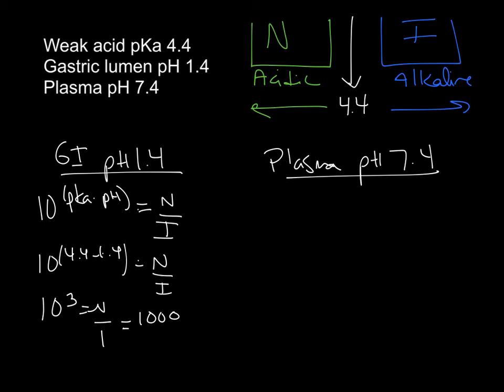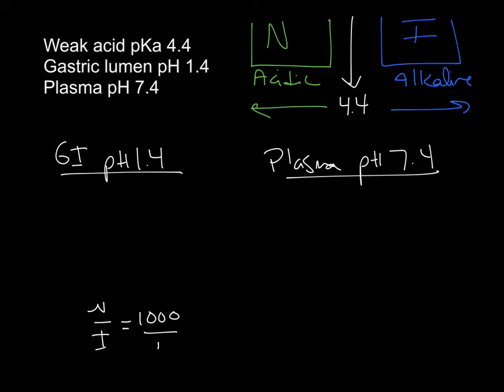So the important thing here is to keep in mind that this means there's 1,000 N's for every one I. I'd also point out that this is the same as if we said 2,000 over 2. It's the same as if we said 500 over 0.5. These are all equivalent fractions. The relationship of N to I is preserved. So we have that.